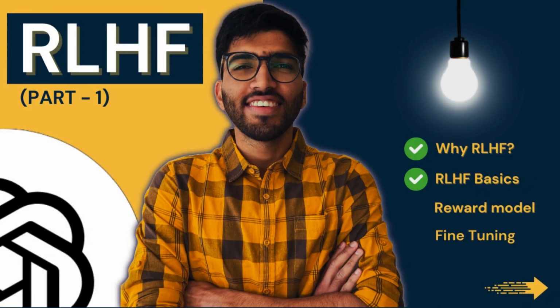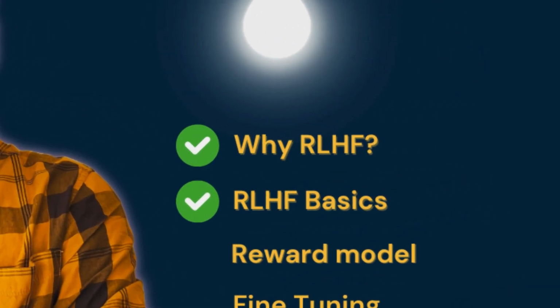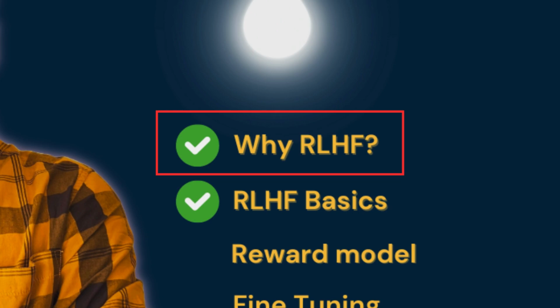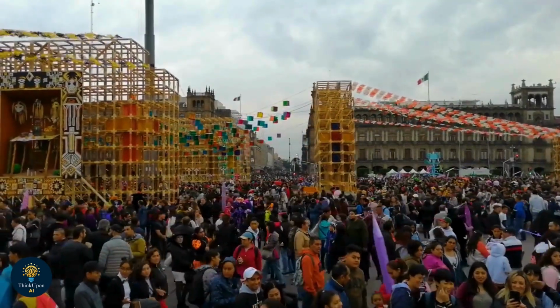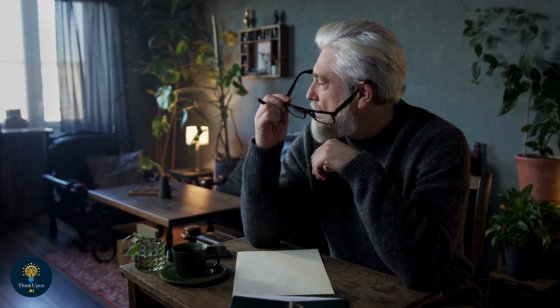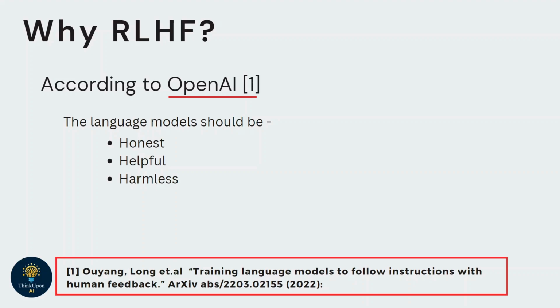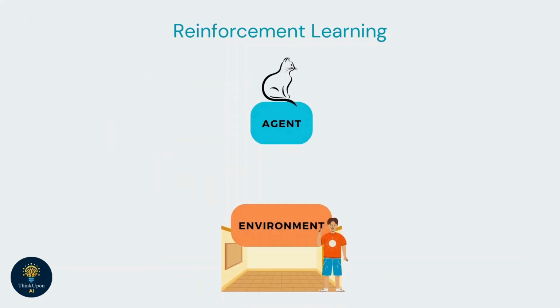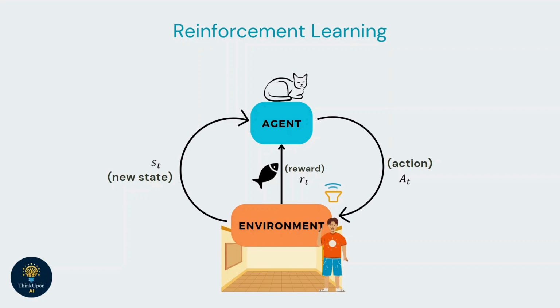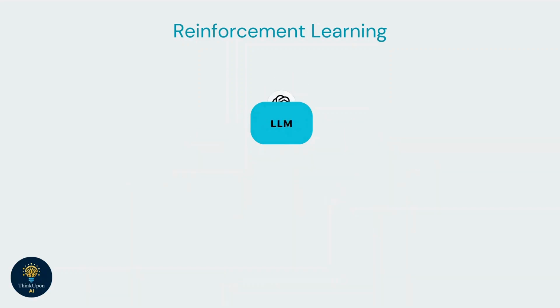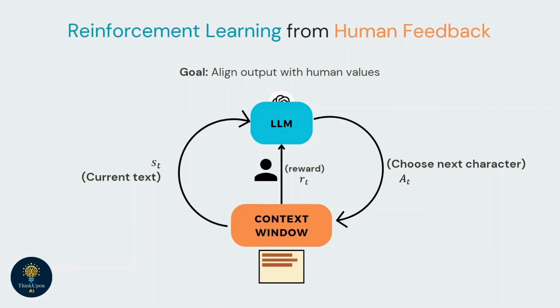So in the first part we discussed why RLHF is needed to align these LLM models with human values. But as human values is a very subjective topic, we discussed how OpenAI defines them in one of their research papers. Then we understood the basics of reinforcement learning with a simple example. Later on, we introduced RLHF by introducing LLMs in our discussion. But soon we ended our video after introducing reward models in RLHF.